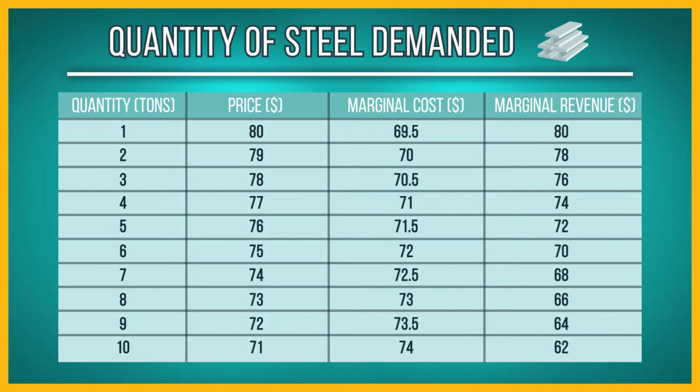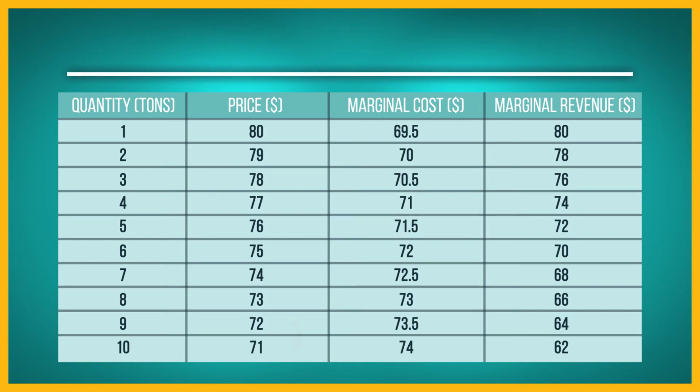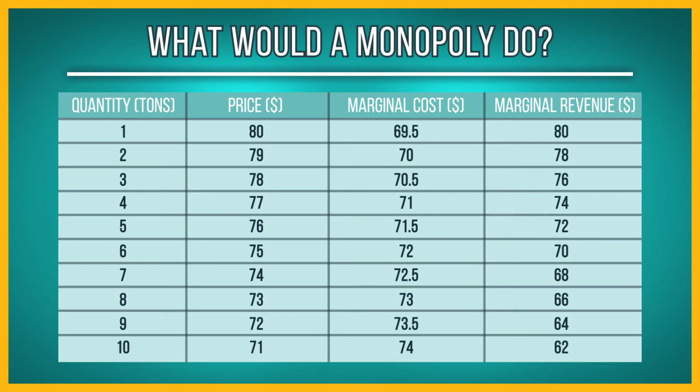Suppose that this table shows the quantity of steel demanded as price decreases from $80 to $71 and the marginal revenue and marginal cost of each extra unit of output. First, let's find out what a monopoly would do. A monopoly maximizes profit by producing 5 tons of steel.